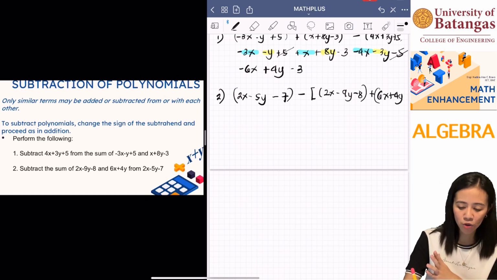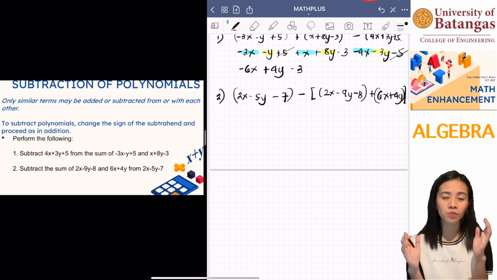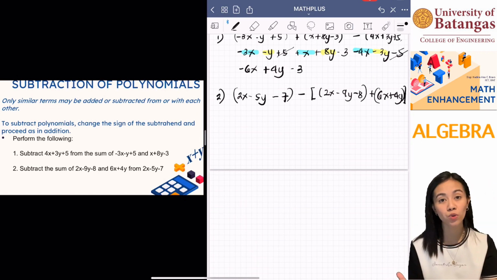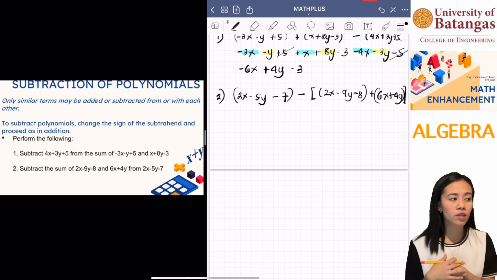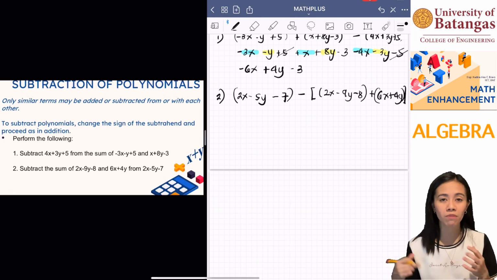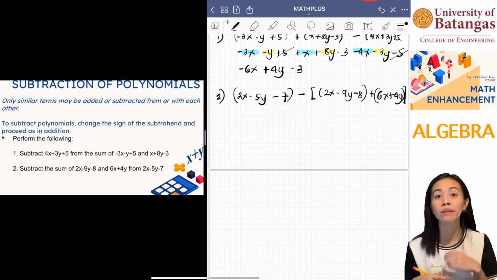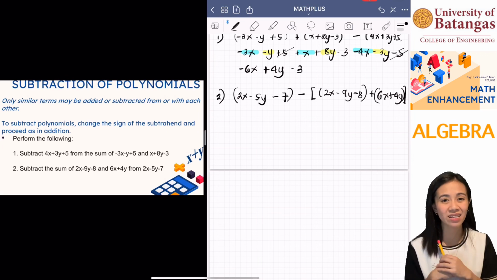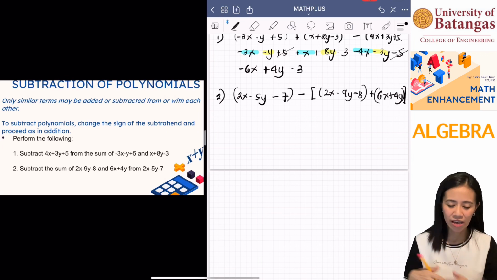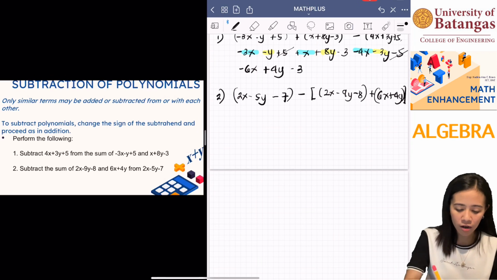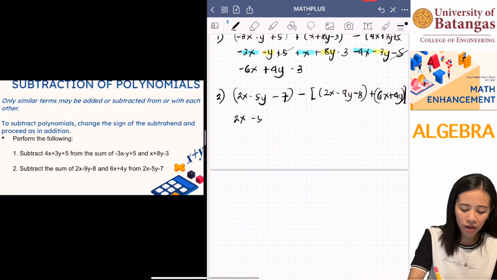Okay, and then group that in the parentheses, and all together, group that in the bracket para lang malinaw yung solution natin. Pero, if you can simplify your solution para medyo konti lang yung susulatin nyo, wala namang problema. As long as I can understand what you are doing. Okay? So, you have here 2x minus 5y minus 7 minus the quantity.